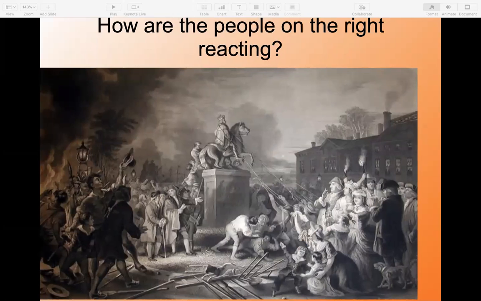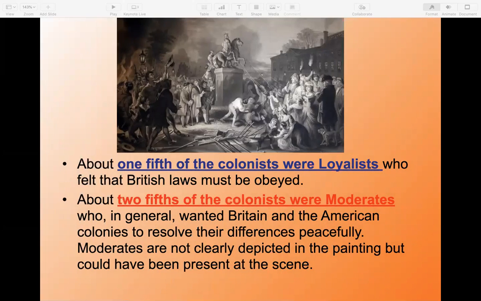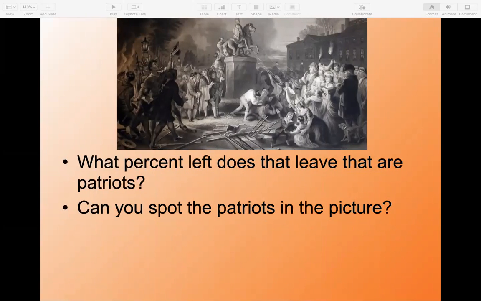How are people on the right reacting? About one fifth of the colonists were loyalists, who felt that British laws must be obeyed. About two fifths of the colonists were moderates, who in general wanted Britain and the American colonies to resolve their differences peacefully. Moderates are not clearly depicted in the painting, but could have been present at the scene. What percent is left? That leaves the Patriots. Can you spot the Patriots in this picture?